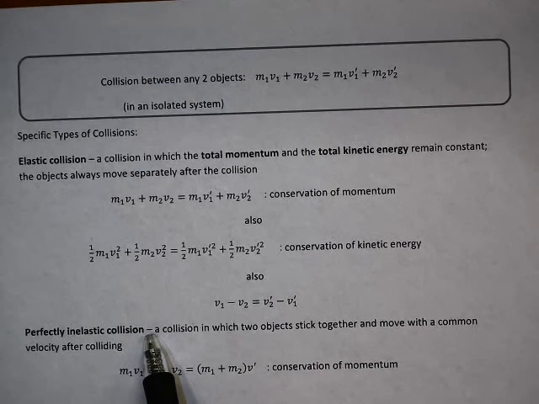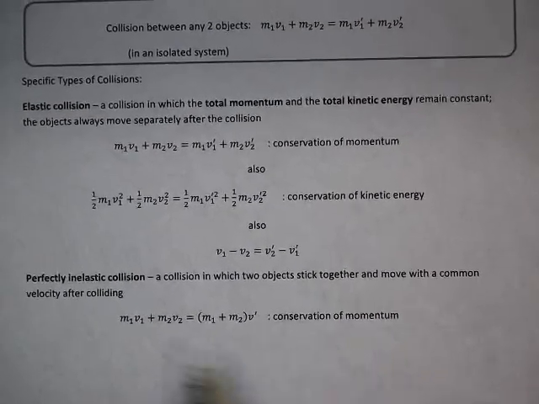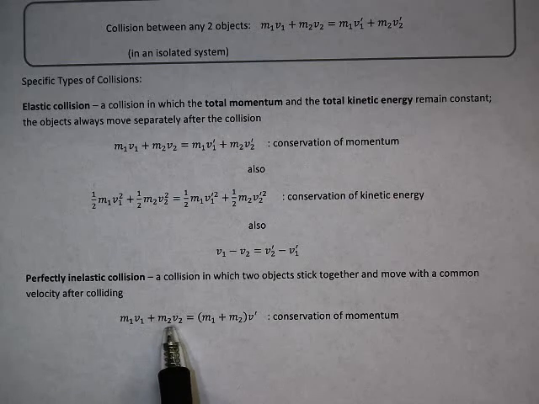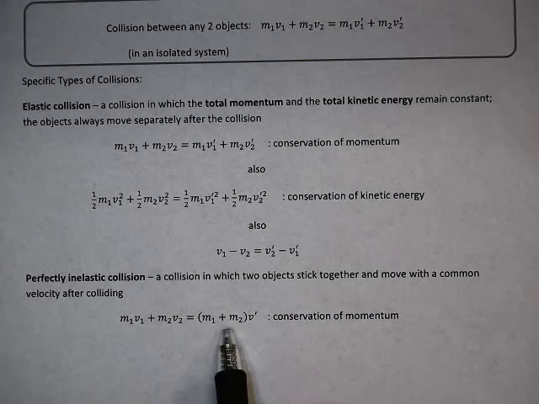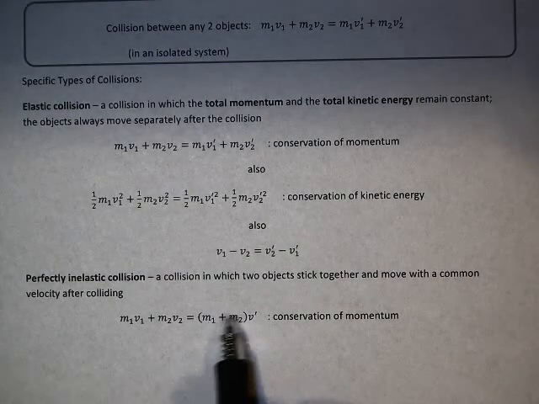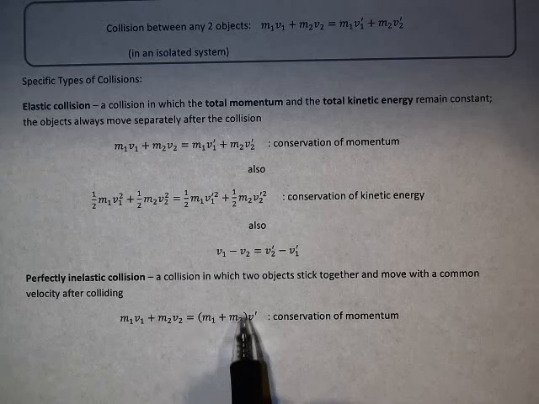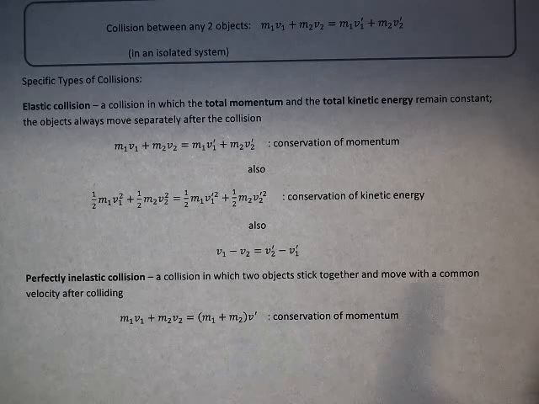Perfectly inelastic collisions are collisions in which the two objects stick together and move with a common velocity after colliding. So we have momentum of object 1 plus momentum of object 2. That's the total momentum of the system prior to the collision. After the collision, the objects are clumped together. There's one big mass moving with one speed or velocity. So we have mass 1 plus mass 2 times velocity prime. There's no subscript on the velocity because we're not distinguishing between objects 1 and 2 post-collision. They move with that same common velocity.